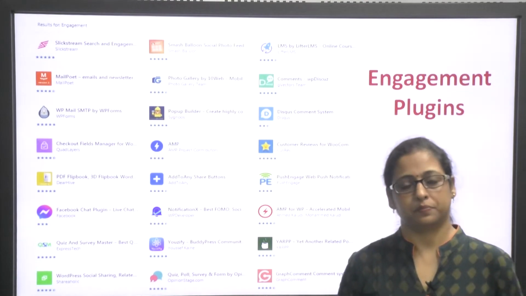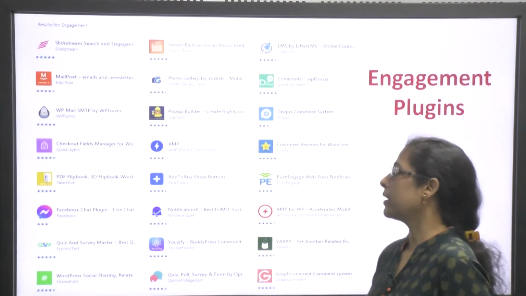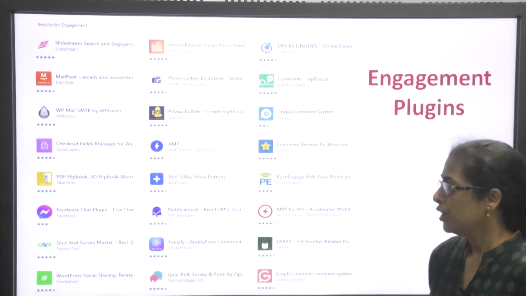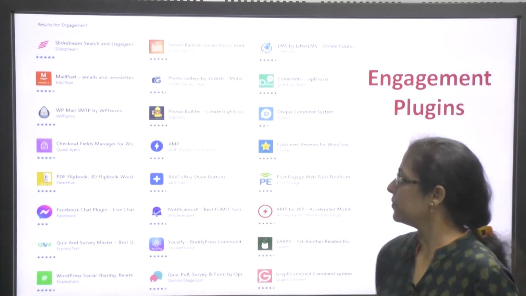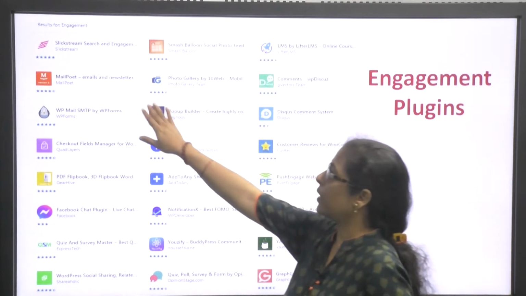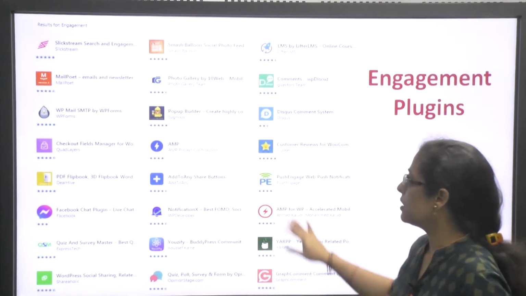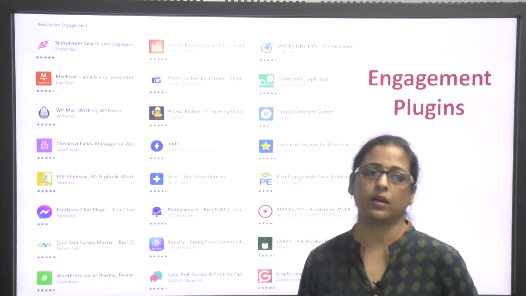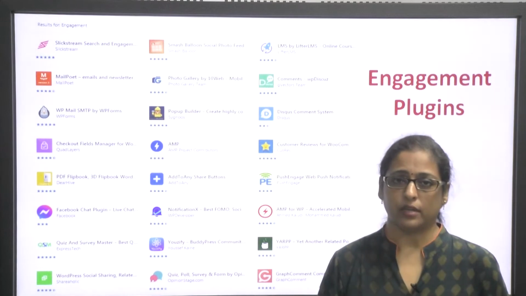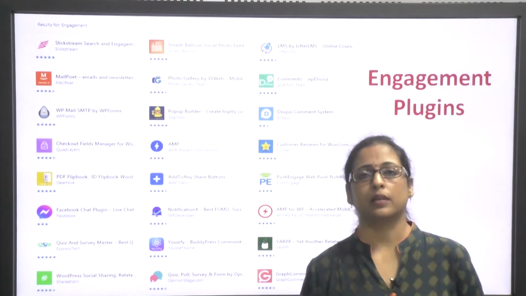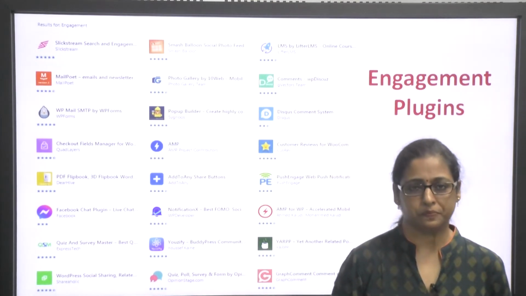Looking at the first category of plugin, which is the engagement plugin. Once you click on the engagement plugin, you will get a whole list of the plugins that are categorized under engagement plugin. You can see that a few of them have been rated quite well, while a few of them are rated comparatively lower. So, from this you can understand the popularity level and the usage level by various other users, and accordingly you can choose. So, let us also understand what this category of plugins is useful for.